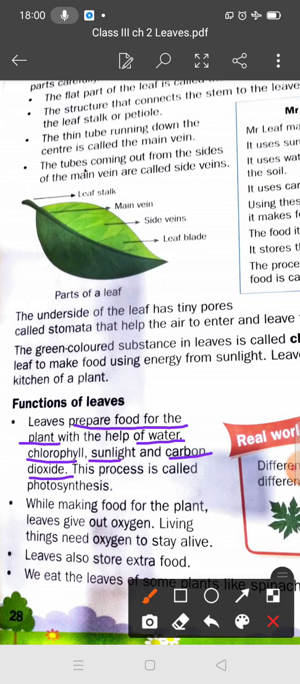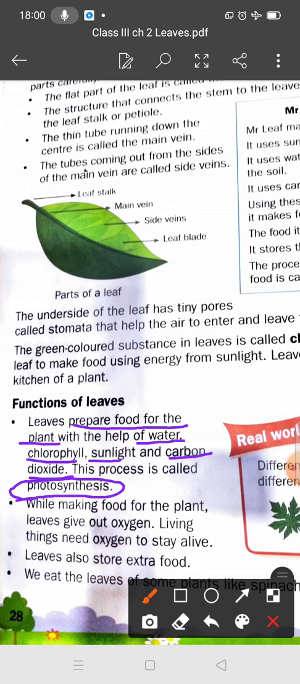And this process is called photosynthesis. Photo means light. So the leaves prepare food for the plant with the help of water, chlorophyll, sunlight and carbon dioxide. So what is photosynthesis? This is the process by which leaves prepare food. Okay, now this is the process of photosynthesis.